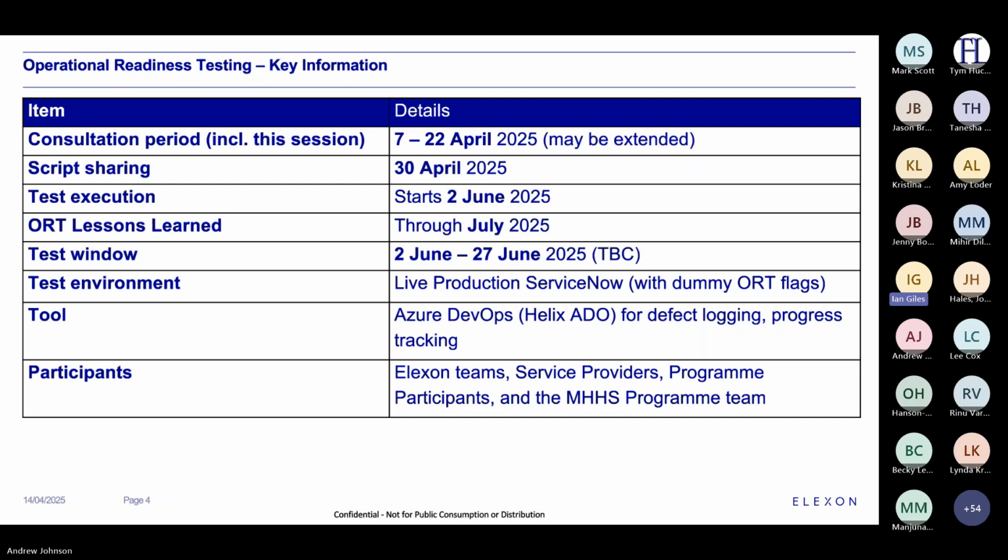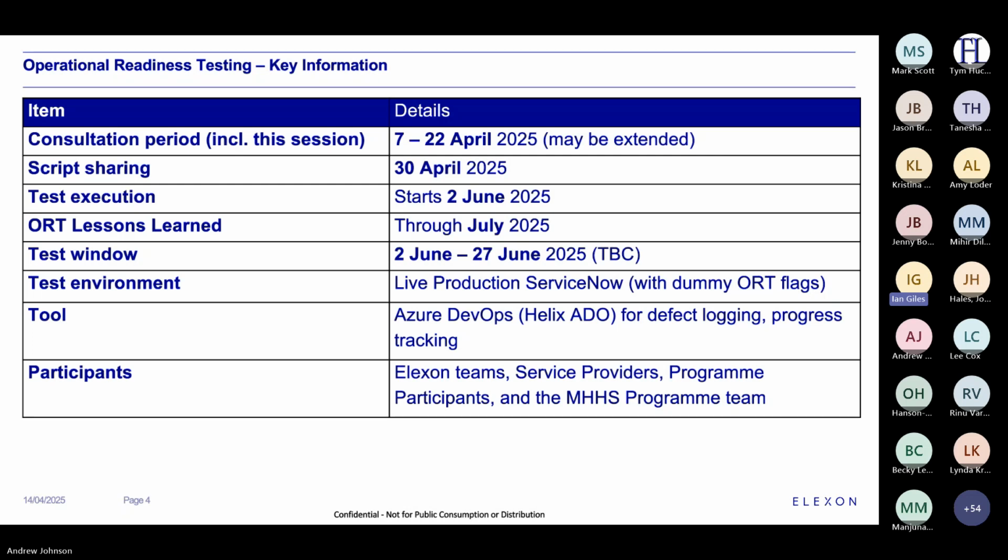What we've done in terms of planning our ORT lessons learned, we've given ourselves a month because we have a bit of contingency there just in case ORT does start a little later, but it gives us plenty of time if there are things that we need to learn or things that we need to change during the month of July. So it's well ahead of the September date.